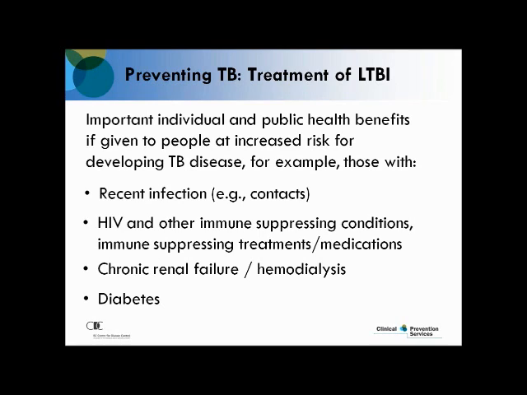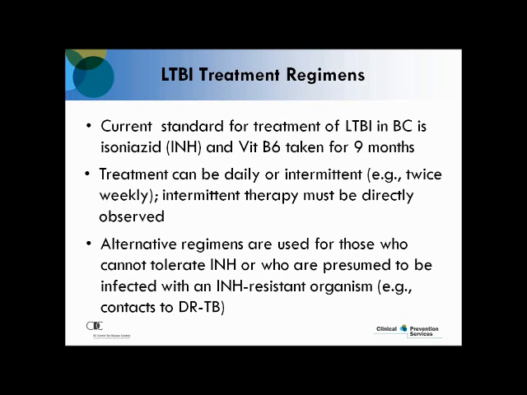TB is preventable, totally curable. We want to really look at treatment rates and getting people treated for latent TB infection. The current standard treatment for latent TB infection is INH and vitamin B6 for 9 months. INH is very good at killing latent organisms. It's both effective and inexpensive. There's extensive research to support its use. A 9-month treatment typically provides 90% effectiveness.